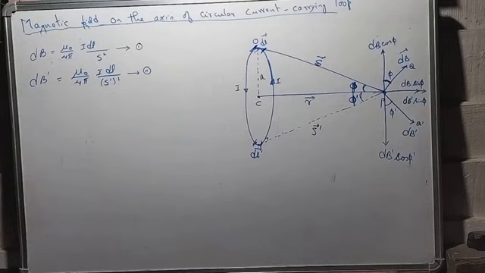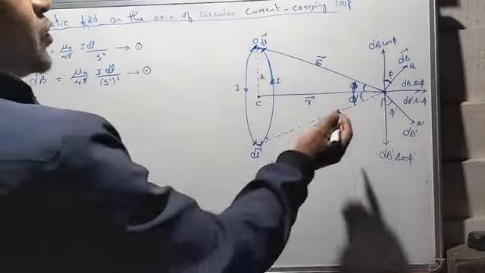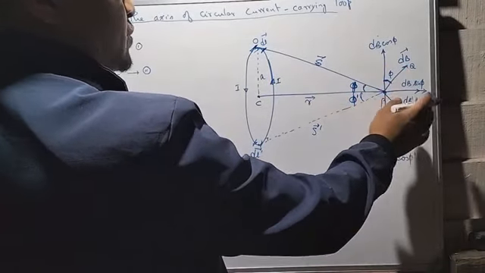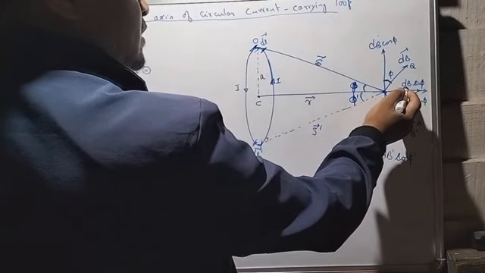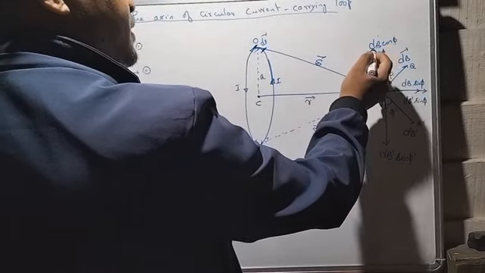I cannot teach everything here because it will consume a lot of space, so sometimes you need to do your home assignment also. So if this is phi, then if you resolve this dB into two vector components, along the x-axis it will be dB sine phi, and along the y-axis it will be dB cos phi.